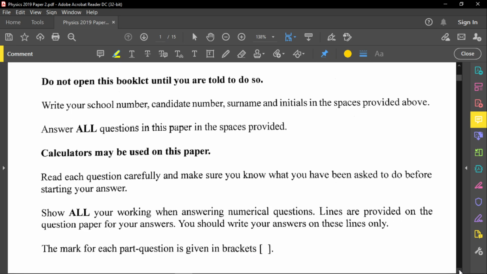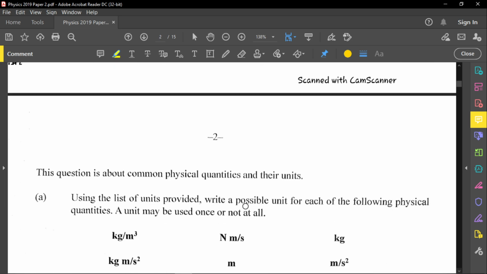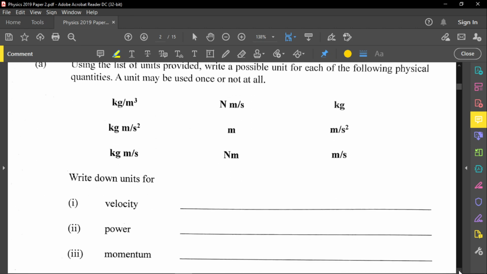Now let's jump into the first question. This question is about common physical quantities and their units. It says, using the list of units provided, write the possible units for each of the following physical quantities. A unit may be used once or not at all. So again, we're going to use these once or not at all. And so let's go into this.